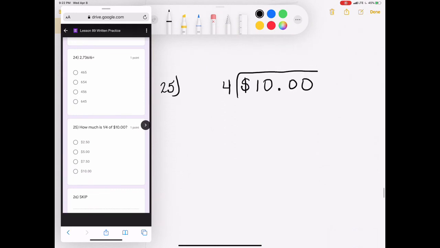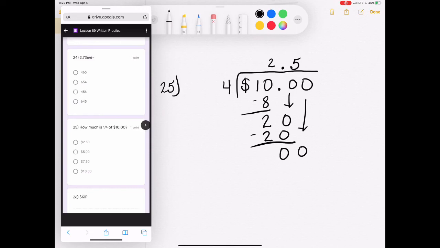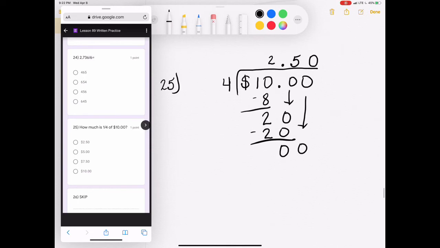25. How many 4s are in $10? 4 times 2 is 8. 10 minus 8 is 2. Go ahead and bring that decimal up. Bring down your 0. That fits perfectly. 4 times 5 is 20. Subtract. Bring down your 0. How many 4s are in 0? It's an important question to answer. 0. 0 times 4 is 0. And you have no remainder. $2.50 times 4 would be $10.